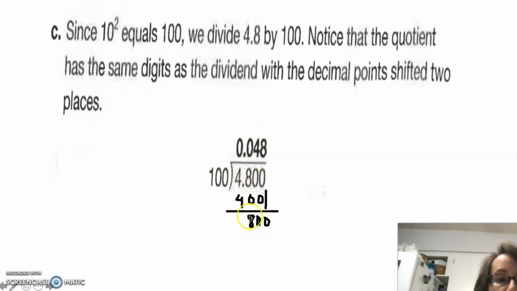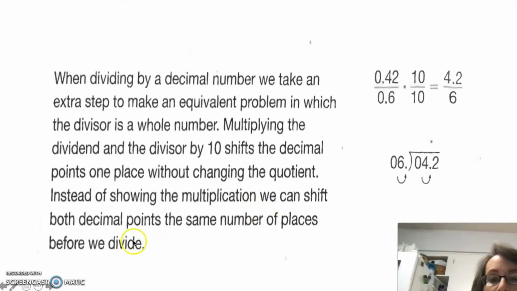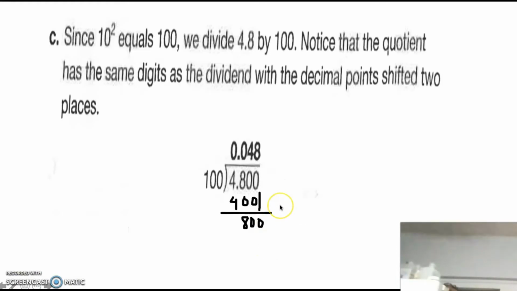We subtract, we get 80. We bring down the next one. Can you see how we started with 4.8 and we ended up with the decimal place in 4.8 shifted 2 places to the left? That's what division by a power of 10 is going to do.